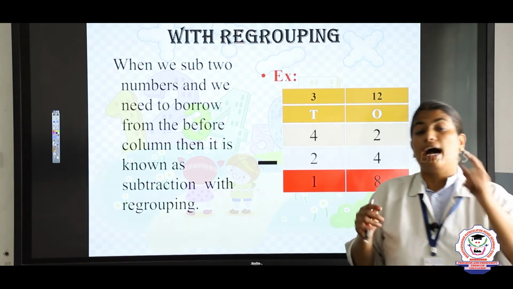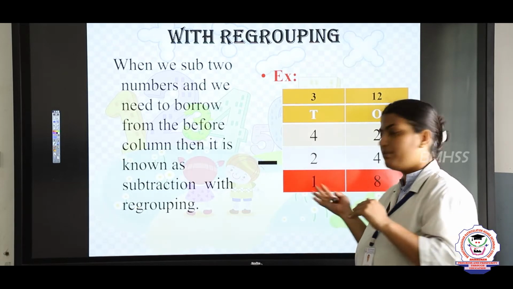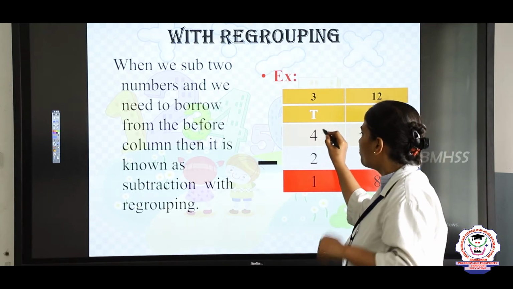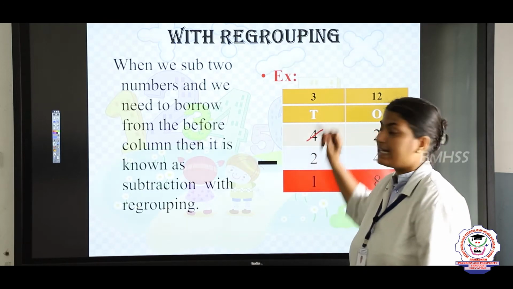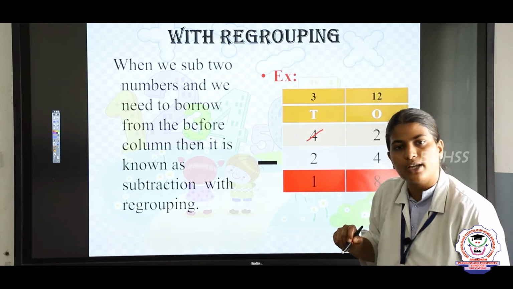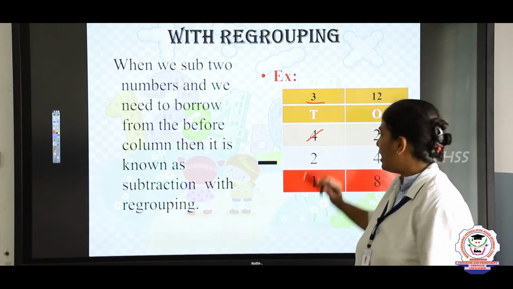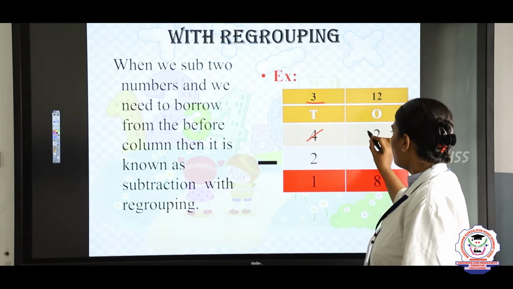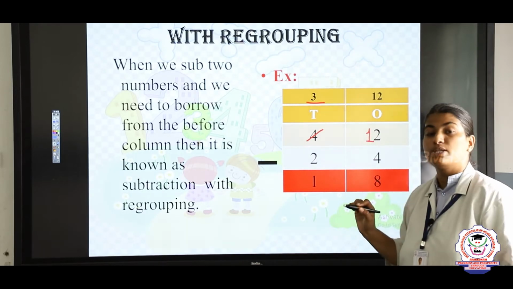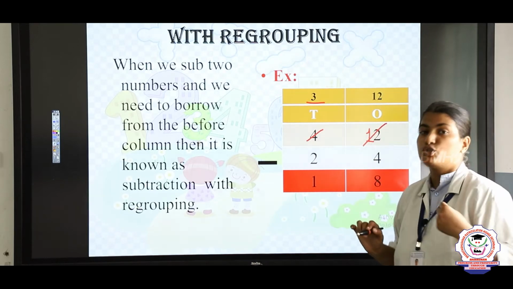No, right. At that time what we have to do is borrow from the before column, that is from the tens place. How should you borrow? You should cut 4 and write the before number of 4. What is the before number of 4, children? The before number of 4 is 3. And when you add this 1 before here, the number becomes 12. That is what ma'am has written here. You should cut this and write 12.